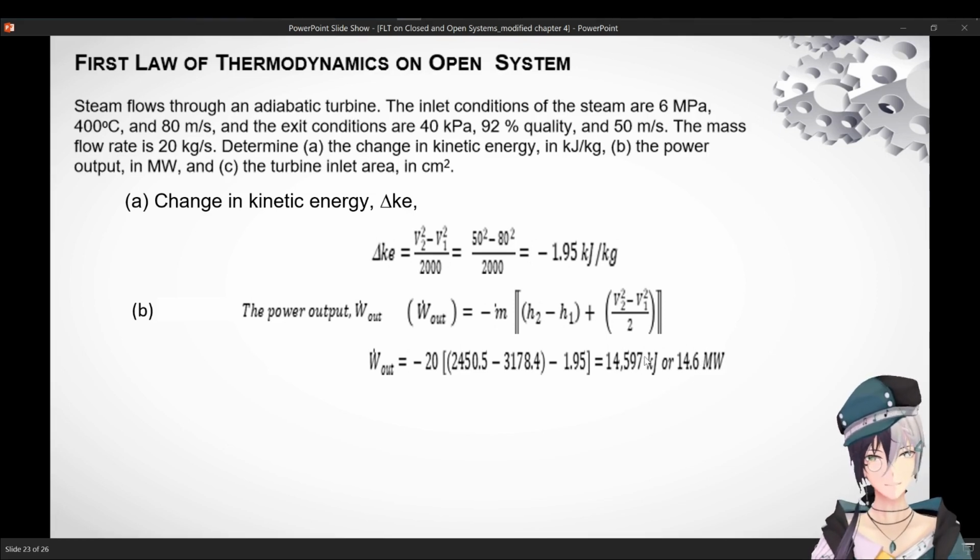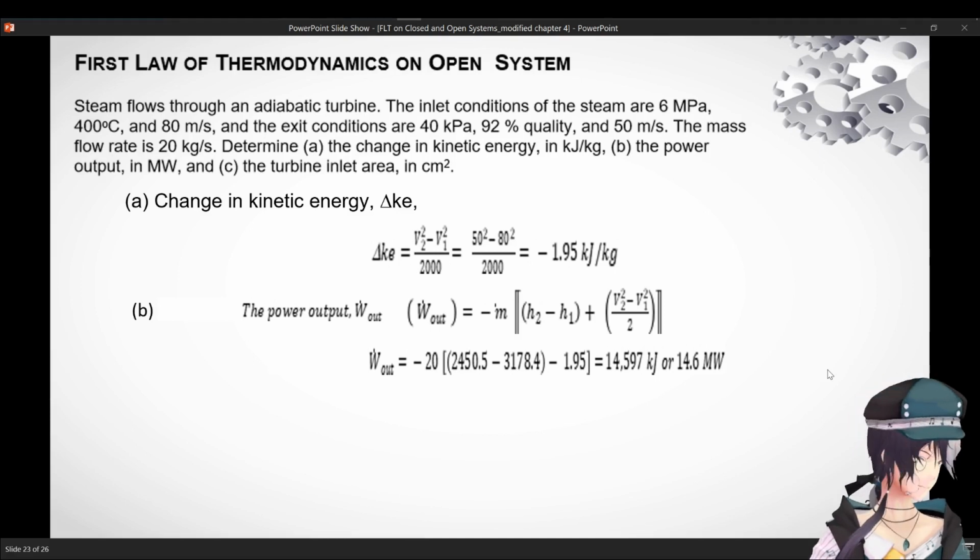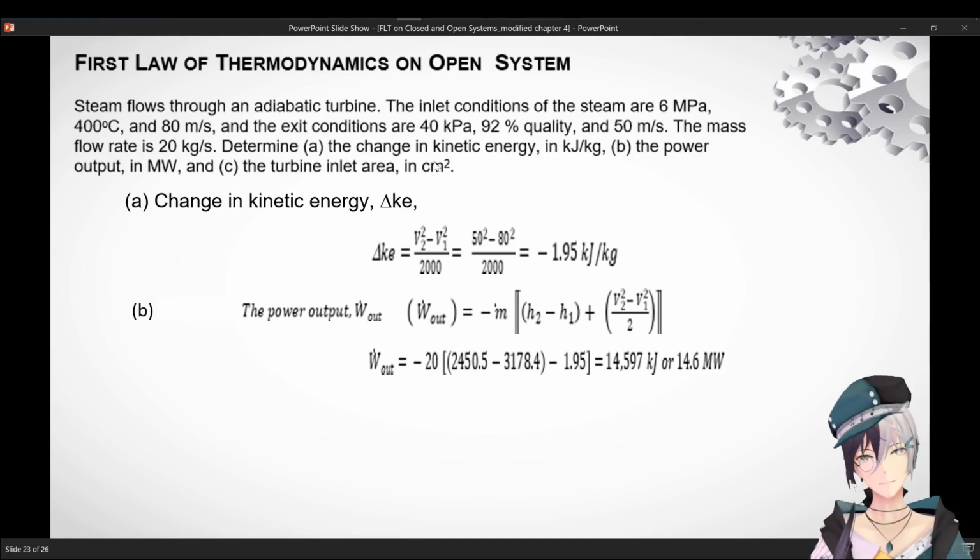Okay, so you try this on your calculator. During your review, try to answer this without looking at the solution.